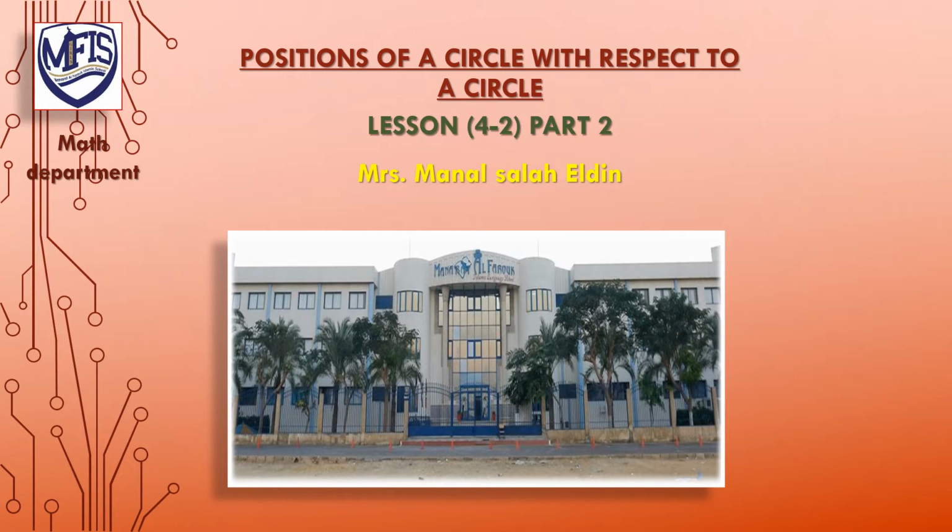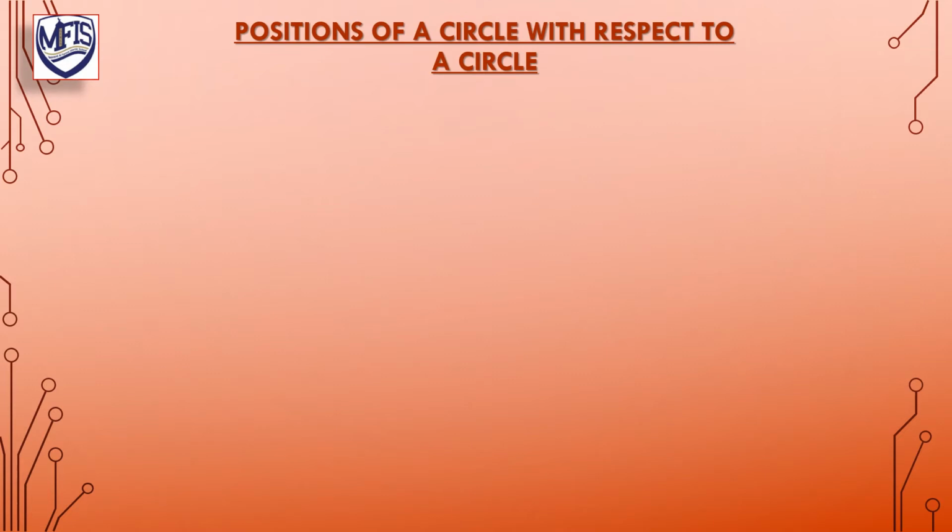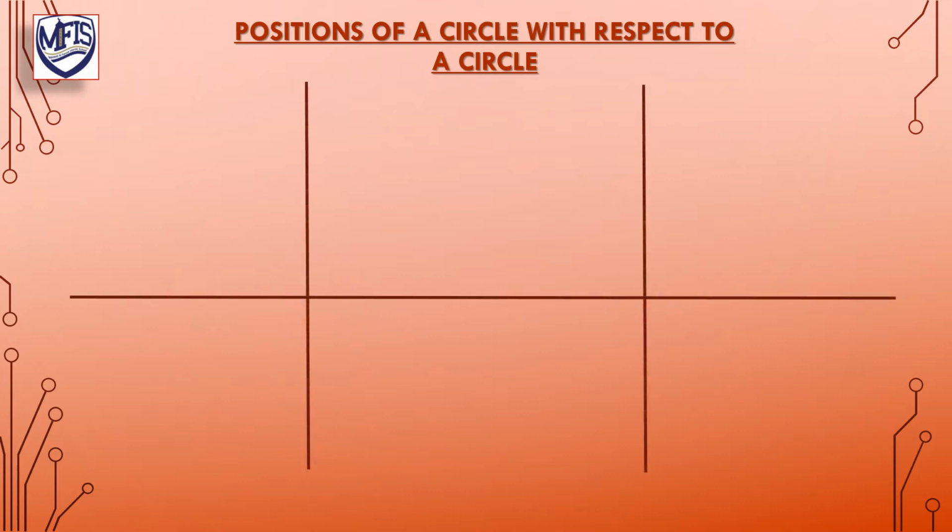This lesson is position of a circle with respect to another one. Let's start. We studied before that we have 4 positions of a point with respect to a circle and also 4 positions of a straight line with respect to a circle. Now, how many positions of a circle with respect to another one? Let's see. We have 6 positions.